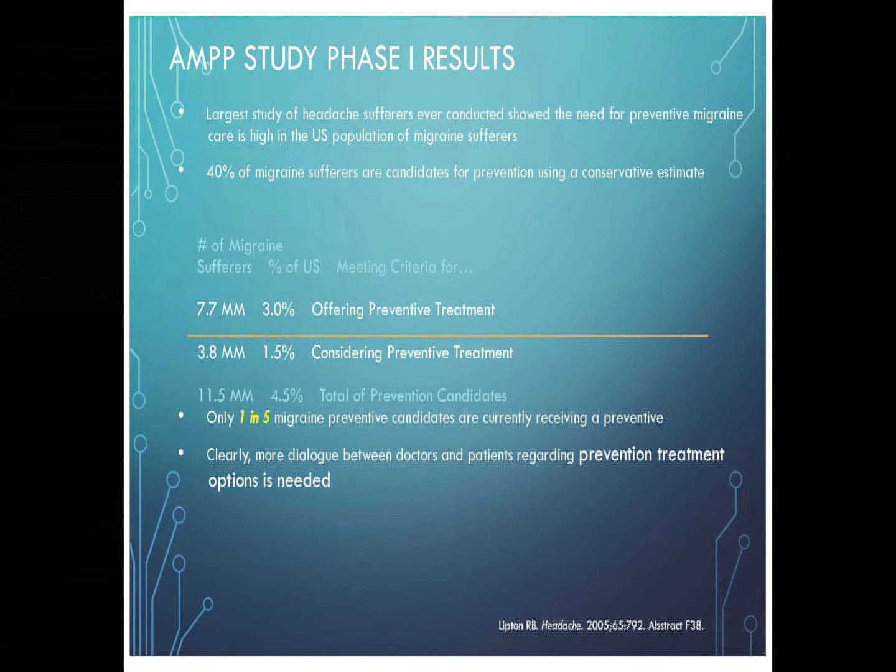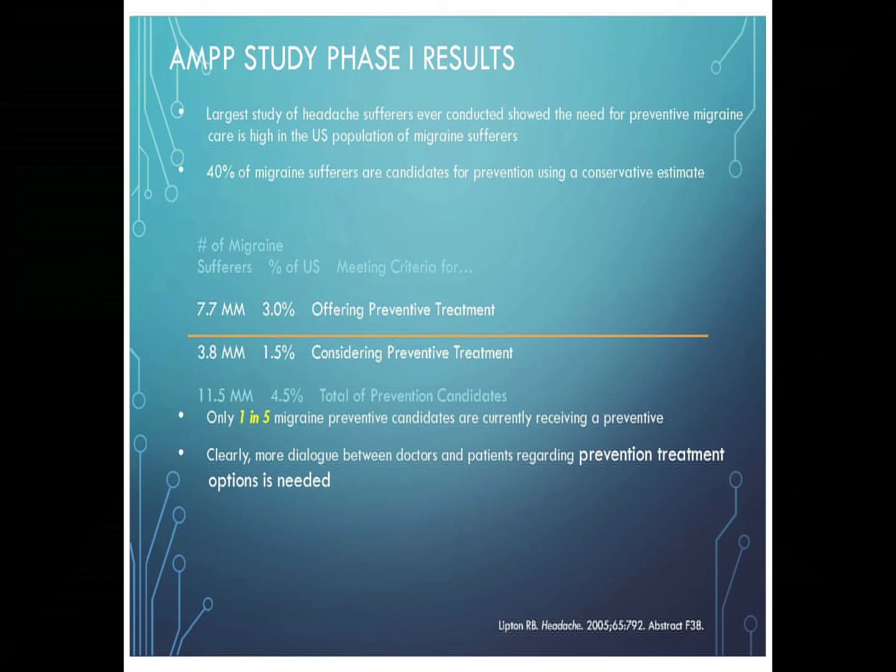Now, what's happened with a lot of these patients in the current disease model? Well, we find, and this is work from an American migraine study, it was essentially to look at the need for preventive care in the U.S. And what it found was that 40% of migraine sufferers are candidates for prevention if you look at the numbers very conservatively. So again, here, only about 3% of the candidates are offered preventive treatment.